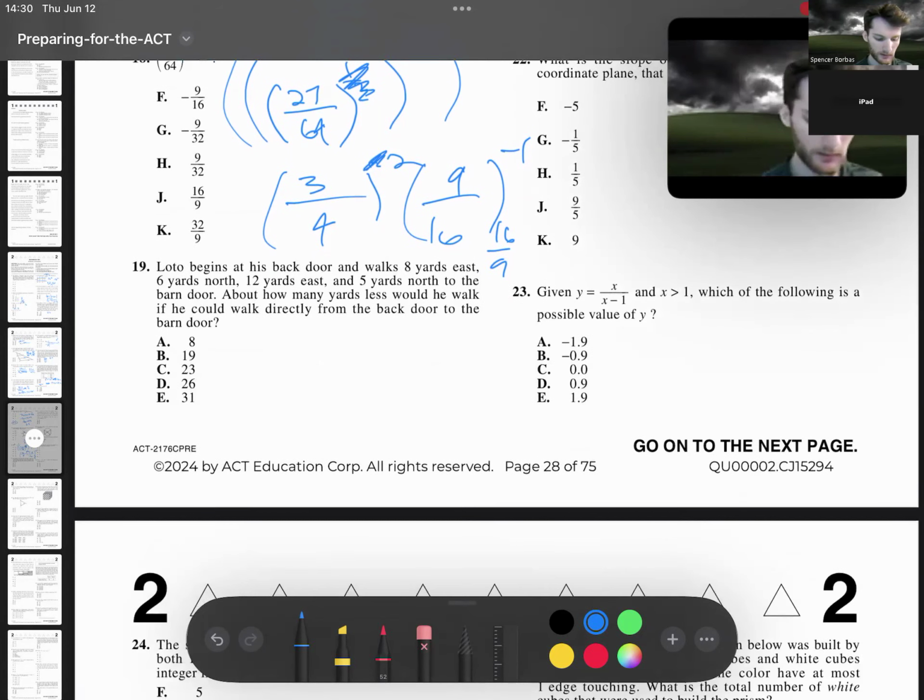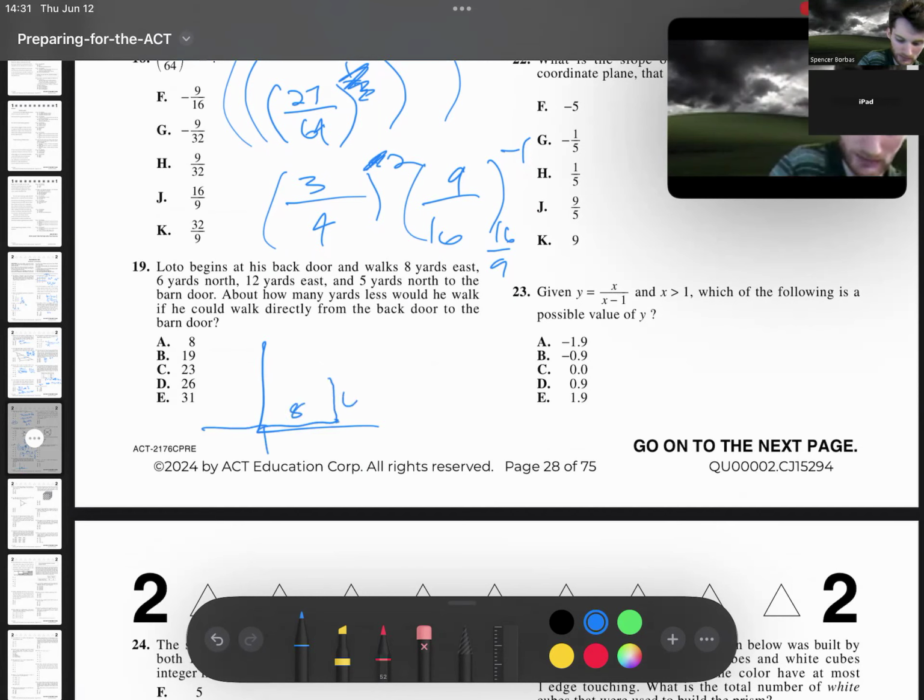All right, Lodo begins in his backyard and walks 8 yards east, north. Why don't we test that empirically? All right, 8 yards east, 6 yards north, 12 yards east, 5 yards north to the barn door. You want to find that.